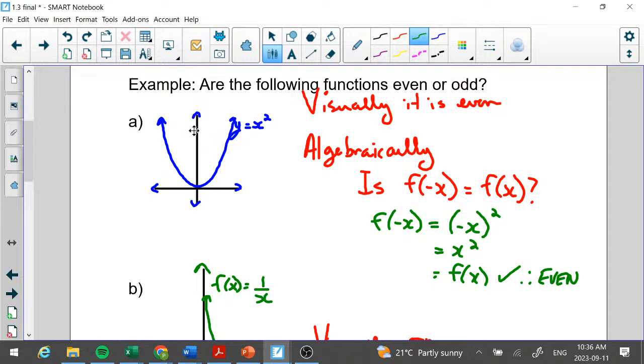That's not always going to be the y-axis. It'll all depend on what transformations took place. Do you understand what I'm saying? Well, this curve does have symmetry, and because its symmetry is about the y-axis, we call this an even function.